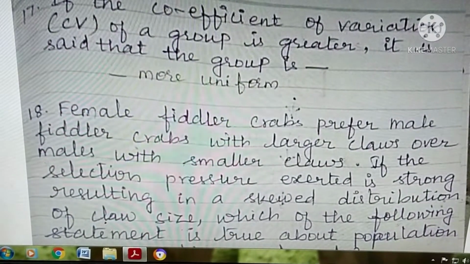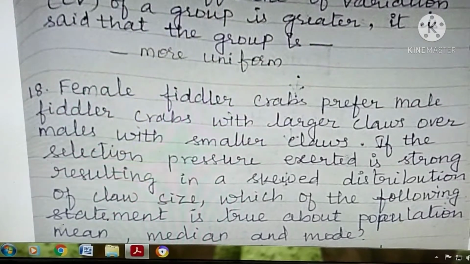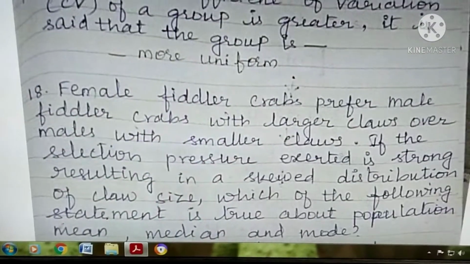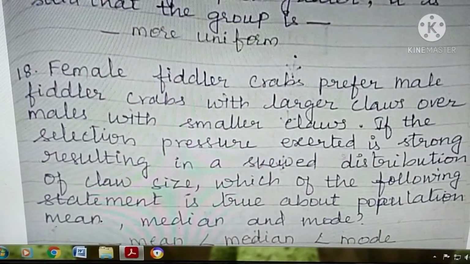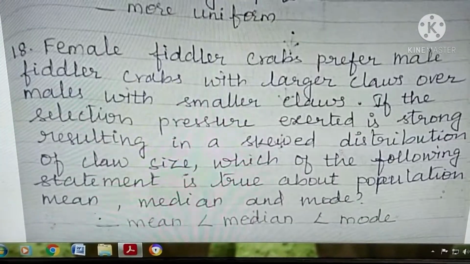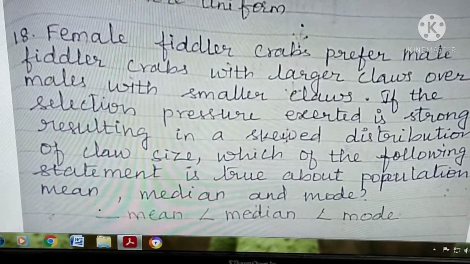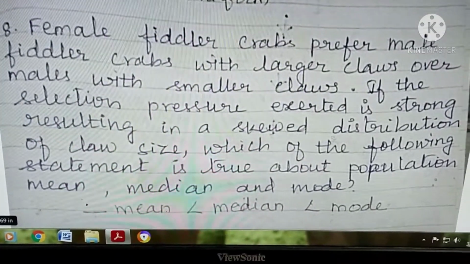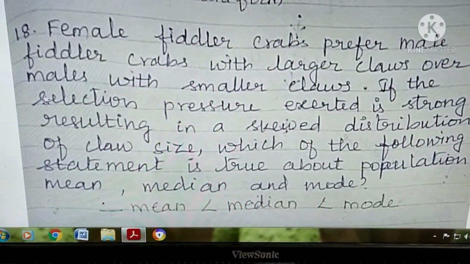Next question, it is one of the CSIR NET questions. Female fiddler crab prefers male fiddler crabs with larger claws over males with smaller claws. If the selection pressure exerted is strong, resulting in skewed distribution of claw size, which of the following statements is true about population mean, median, mode? See, this question involves mean, median, mode and skewed distribution. Median is greater than mean, and mode is greater than median.